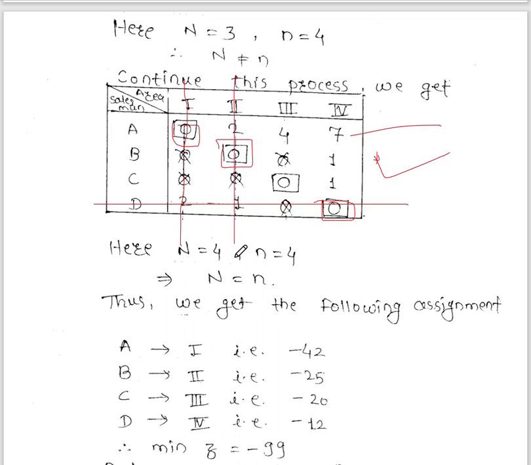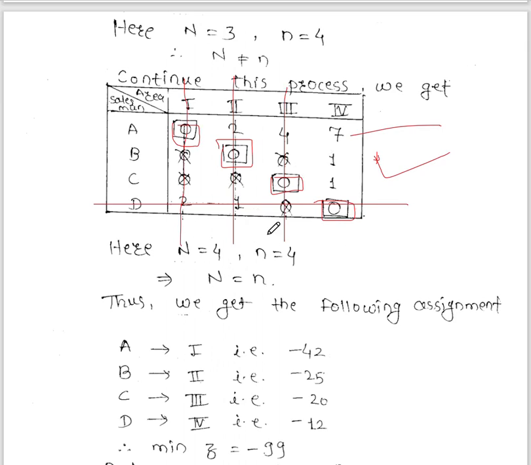Okay, suppose there is no single 0, then you can select at least two 0s. In the third row there is only one 0, so you can make the 0 assignment and cross this column. In the fourth row there is already a 0 assigned. So in this way you can make the 0 assignment in this table.